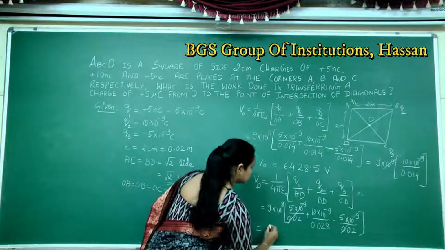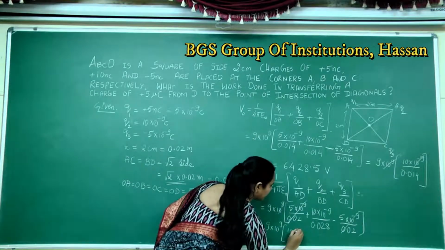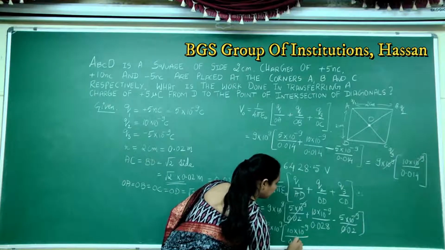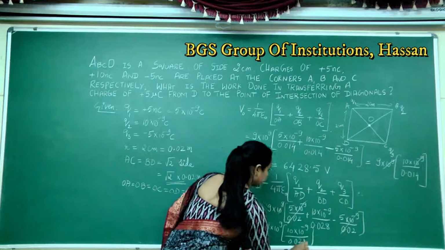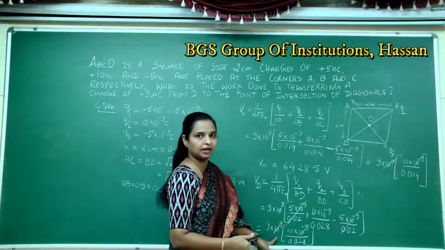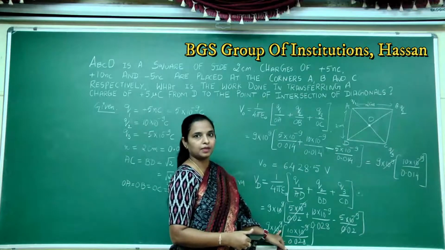Let me write in the next step. 9 into 10 power 9 into 10 into 10 power 9 minus 9 divided by 0 to 8. Here 9 and minus 9. See, I have cancelled only because we have a multiplication over there.